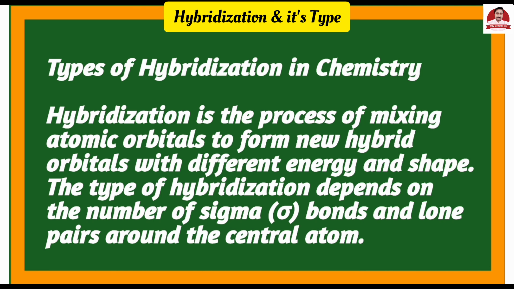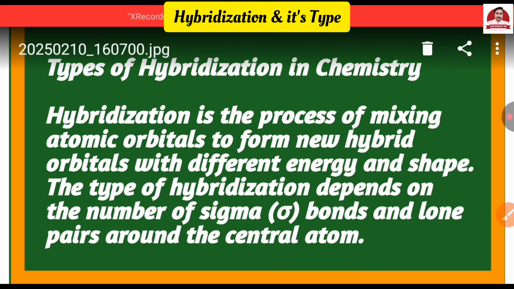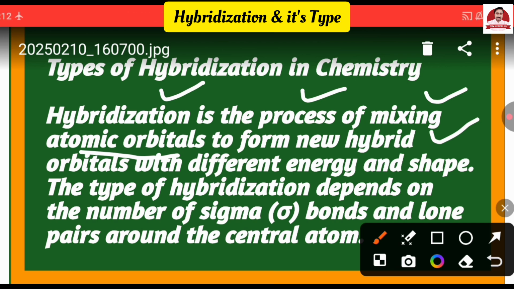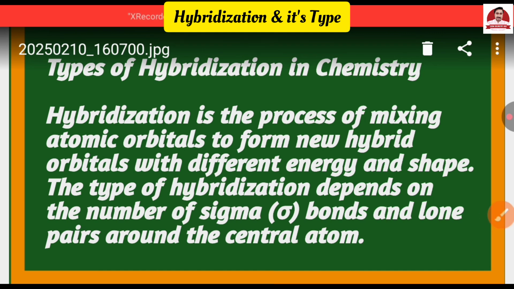Today with another interesting and informative video in which we will discuss a most important topic in organic chemistry, that is hybridization. So first, what is hybridization? Hybridization is the process of mixing atomic orbitals to form new hybrid orbitals with different energy and shapes, which will depend on the number of sigma bonds and the lone pairs around the central atom.